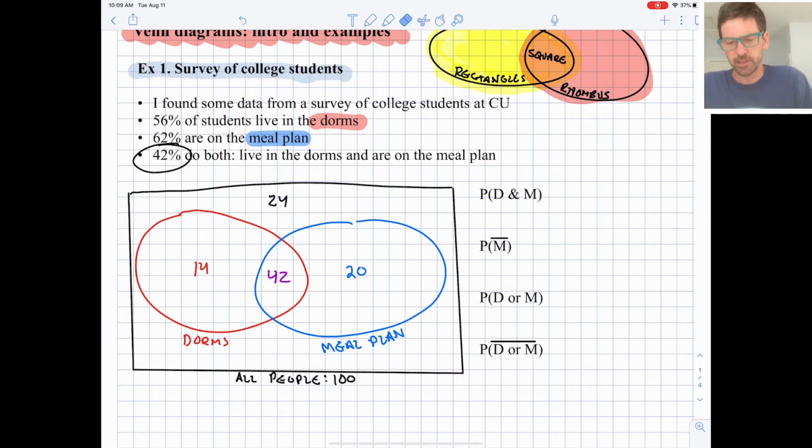So what's the probability that someone lives in the dorm and is on the meal plan? Well, we were given that number. That's a 42%.